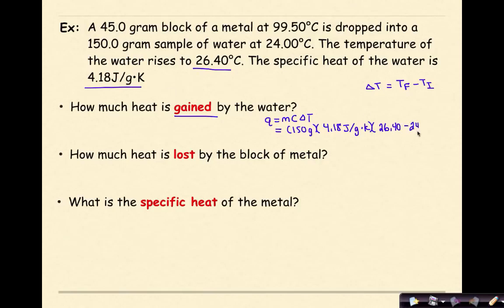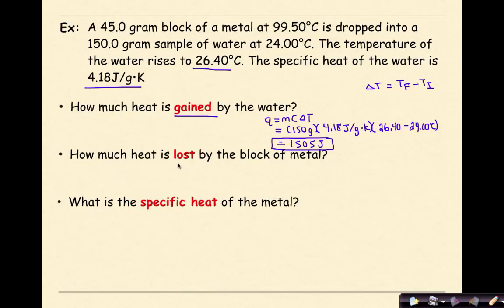So when we work this problem, we're going to take the difference of our temperature change and we're going to multiply that times 4.18 times 150 grams. And if we do that, we should find that our answer is around 1,505 joules. And that is the amount of heat gained by the water.